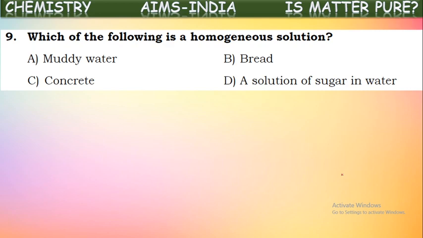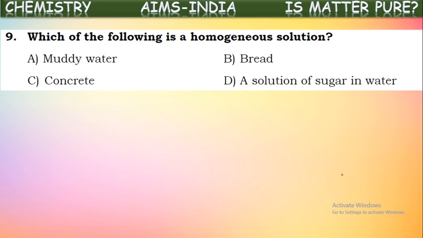If you see bread, it is also, we can just say, a compound there. And concrete, if you see concrete, it is a mixture of sand, cement, and some gravel, water. These all are mixed. Even after mixing, these sand and stone particles will be seen. So it won't come under homogeneous.